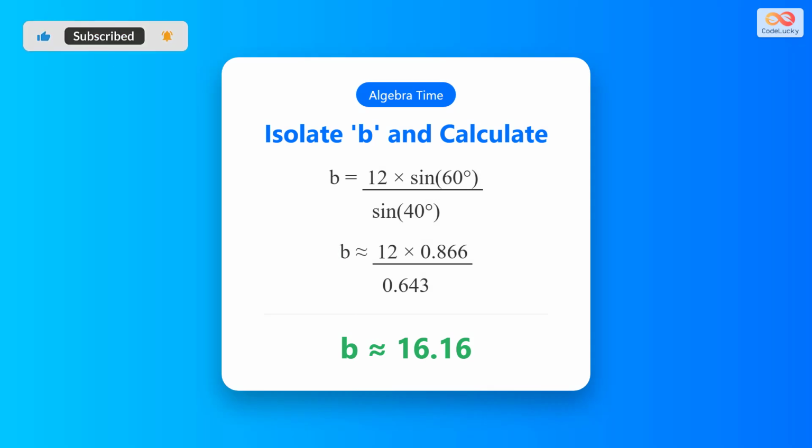Next, we solve for B using algebra. Multiply both sides by sine of 60 degrees. So, B equals 12 times sine of 60 divided by sine of 40. Plugging this into a calculator gives us approximately 16.16. Remember to keep your calculator in degree mode.